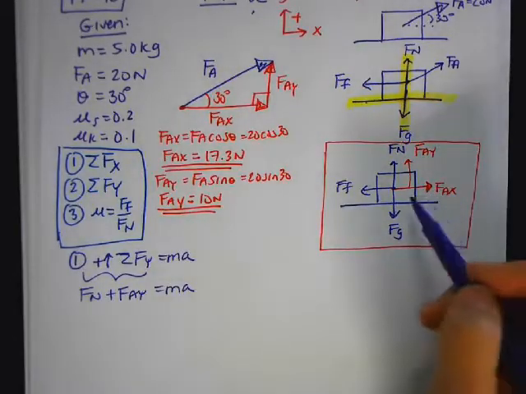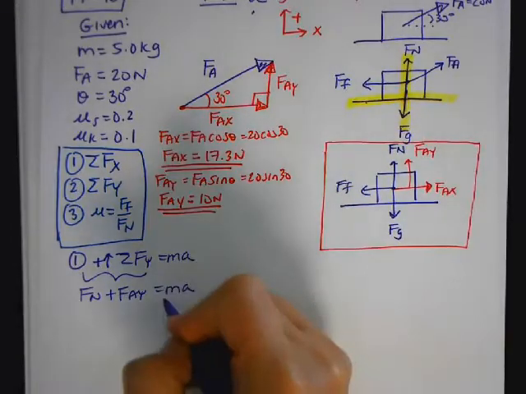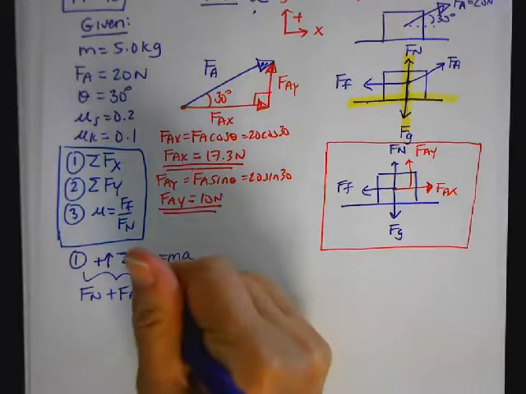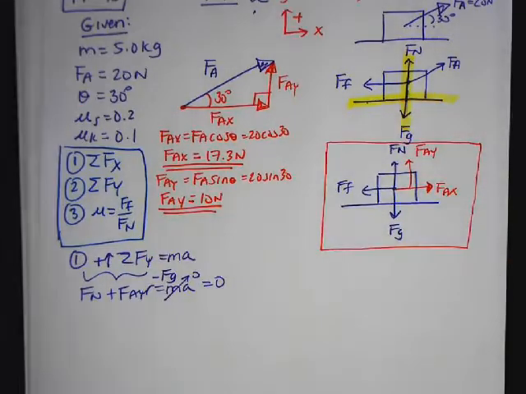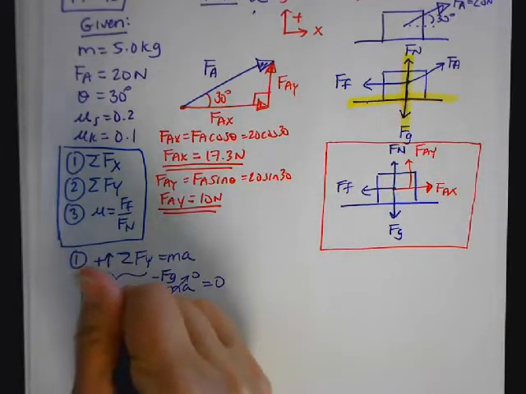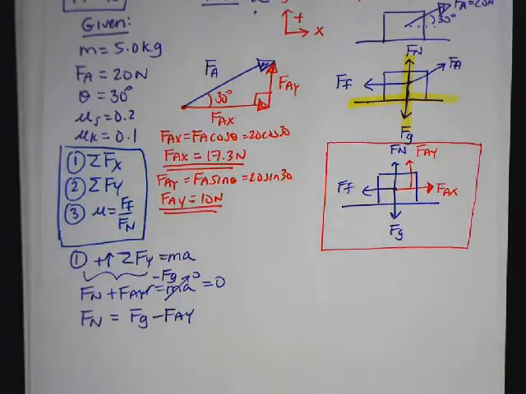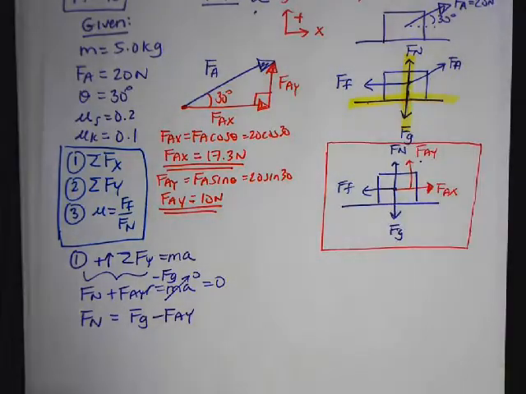Now, this block is not accelerating in this direction. It's not even moving in this direction. So this whole thing is 0. Oh, I forgot. Whoopsie. And then minus F_g, because F_g is going down. Now, I want to solve for F_N. So I'm going to rearrange this and say F_N is equal to F_g minus F_ay. I just moved it to the other side.